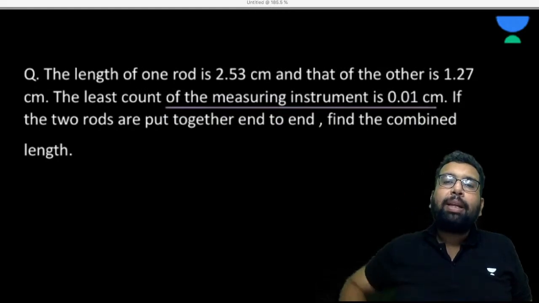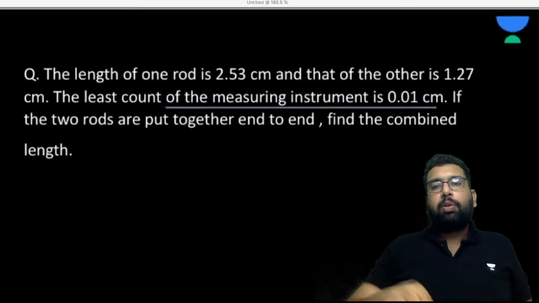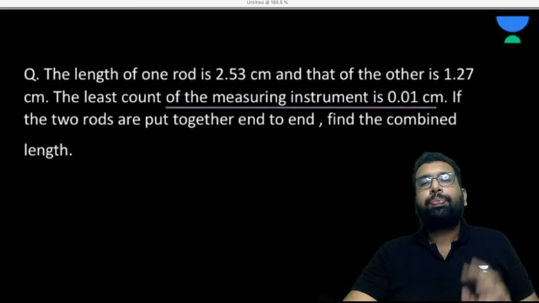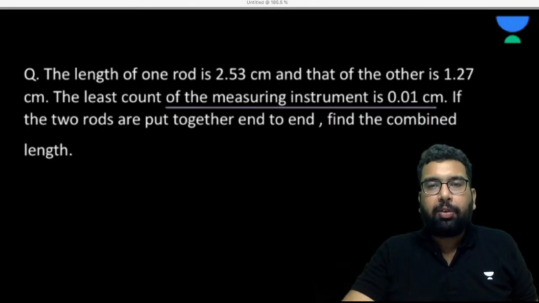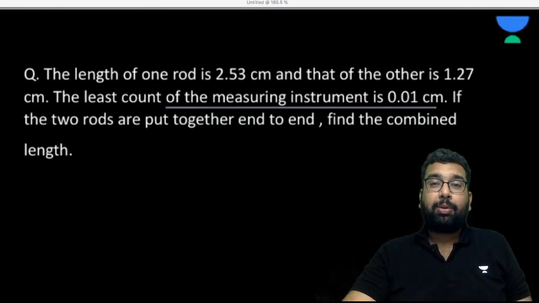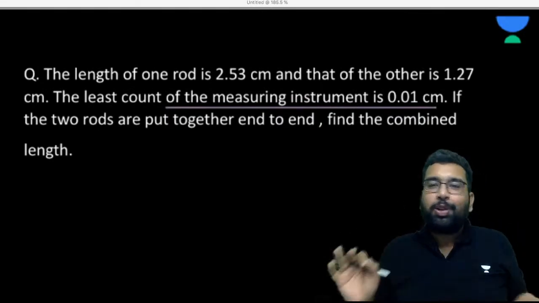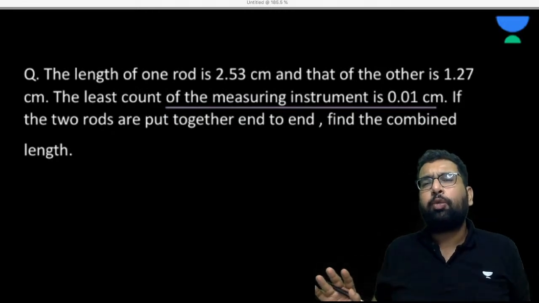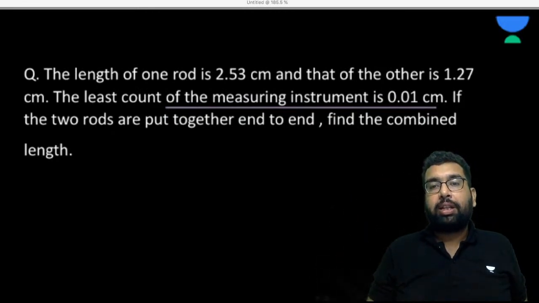Now, what do we mean by the least count? The least count is the minimum measurement that can be done from a measuring instrument. So, it is 0.01 centimeter. That means it is a vernier caliper. Generally, a vernier caliper has 0.01 centimeter least count. I told you this previously. Here we are not interested in whichever device they have measured it with, but the least count is 0.01 centimeter.